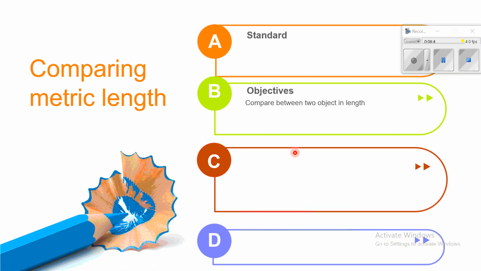Our objective here is to compare two objects in length. I have two objects, one of them is short, the other is long, so you have to compare them by what? Excellent, by finding the difference using subtraction.